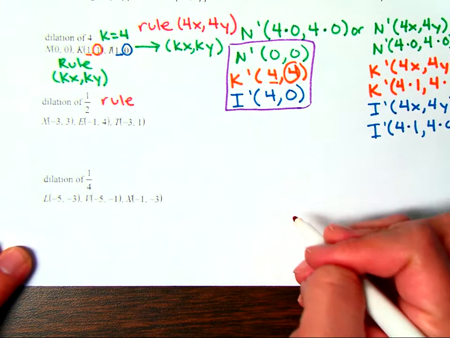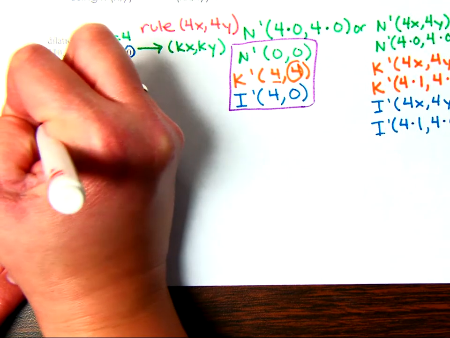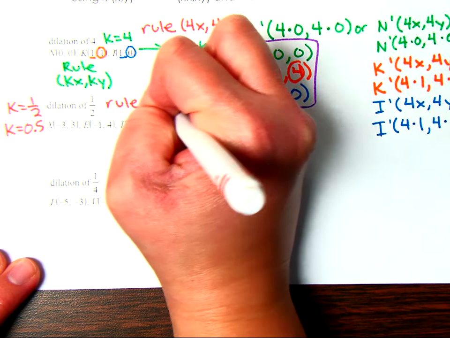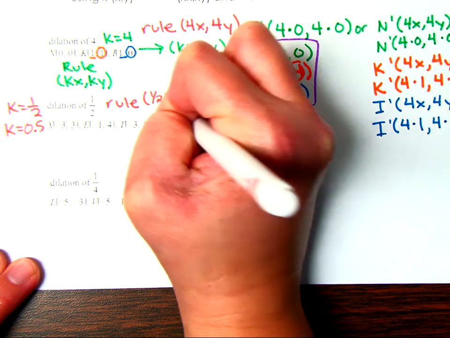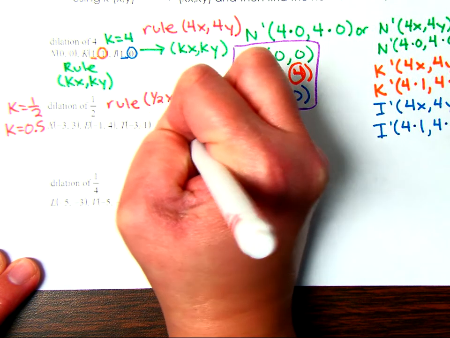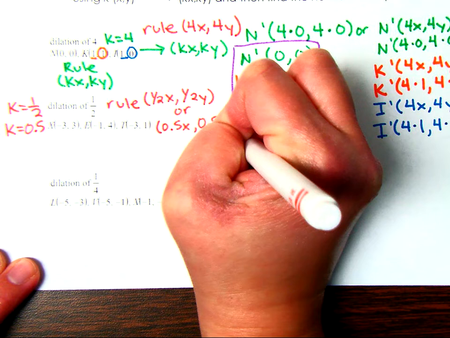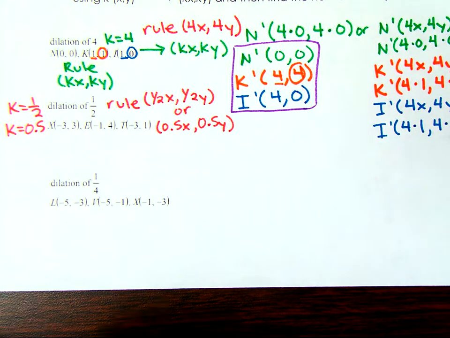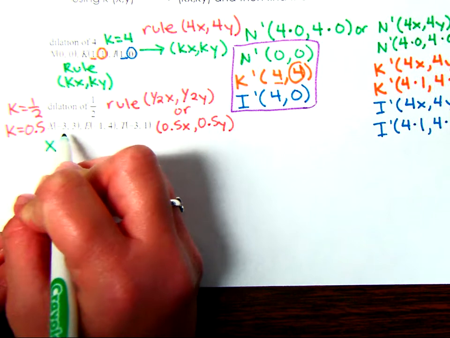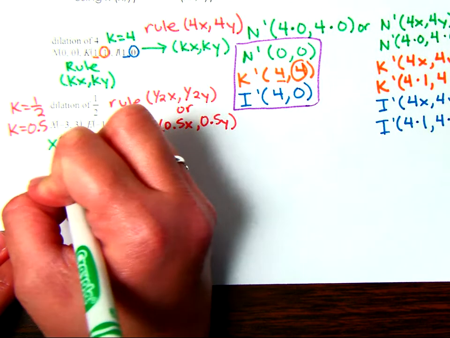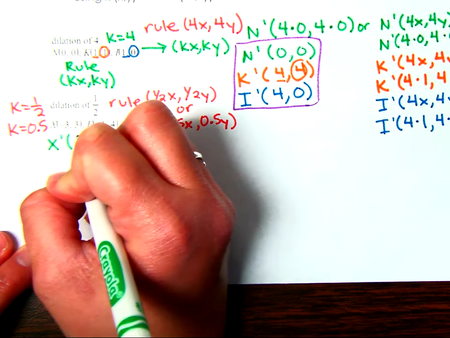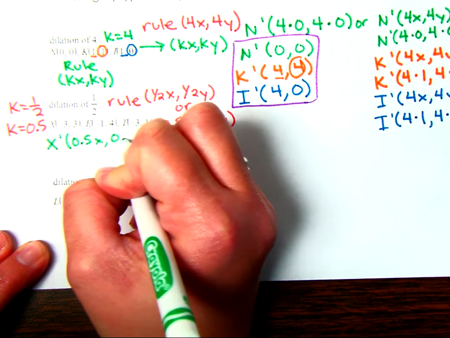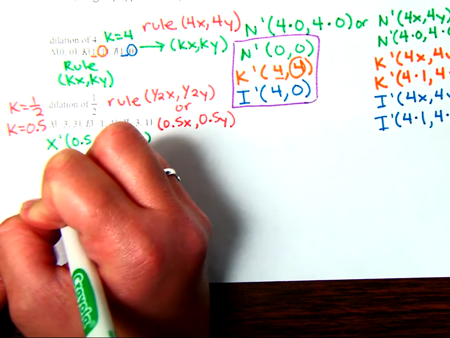Well, if they say dilation of 1/2, that means that your scale factor is 1/2 or 5/10. So you could say the rule is 1/2 x, 1/2 y, or you could say 5/10 x and 5/10 y. Literally means the same thing because 1/2 is congruent to 5/10. Alright, let's look at our first ordered pair. So x is -3, 3. So x prime, first we're going to write the rule, and I'm just going to use the decimals, 1/2 x and then 1/2 y. That's just showing my work.